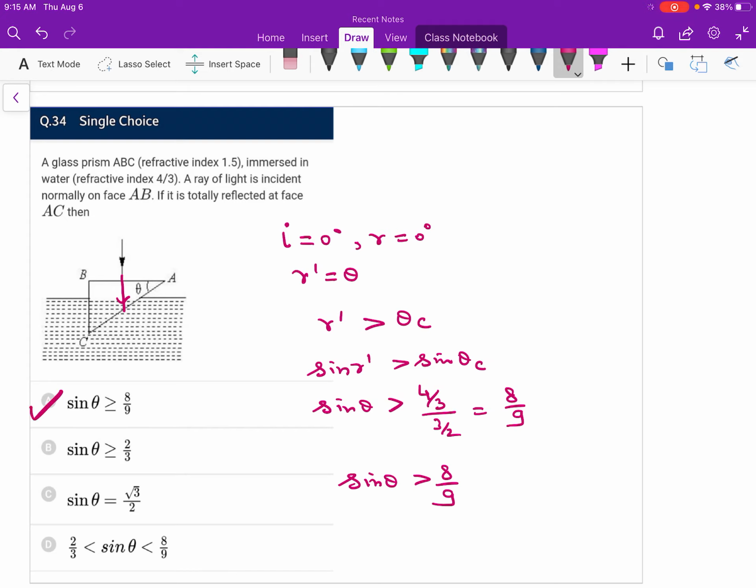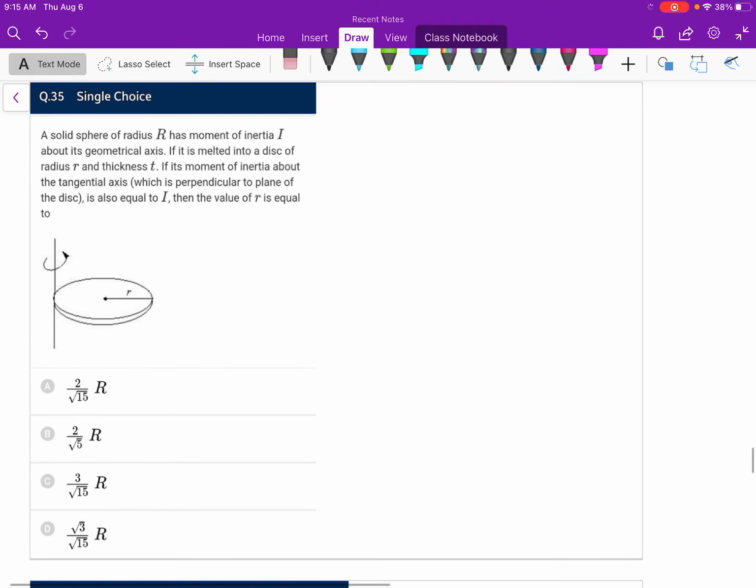Only the greater option is not given, so A is the correct option. But equality should not be there. It should be strictly sine theta greater than 8 by 9.